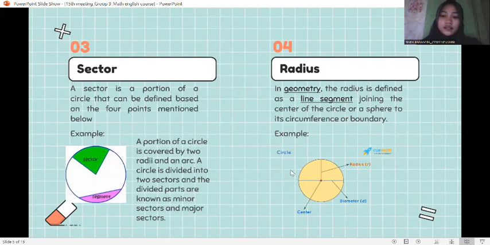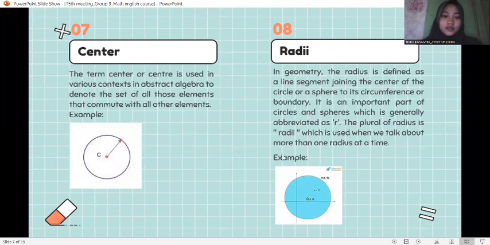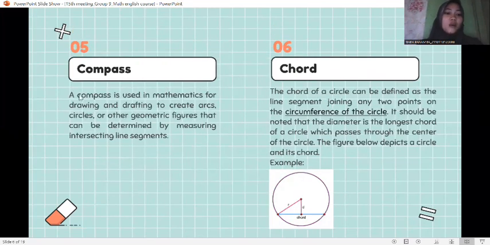Okay, next is compass. A compass is used in mathematics for drawing and drafting to create arcs, circles, or other geometric figures that can be determined by measuring intersecting line segments.